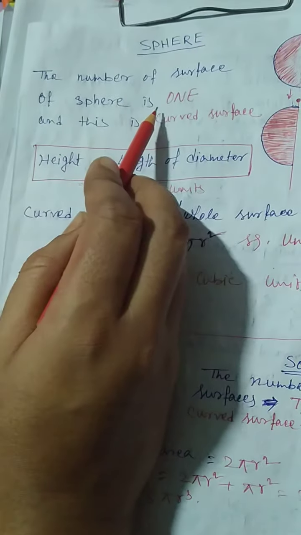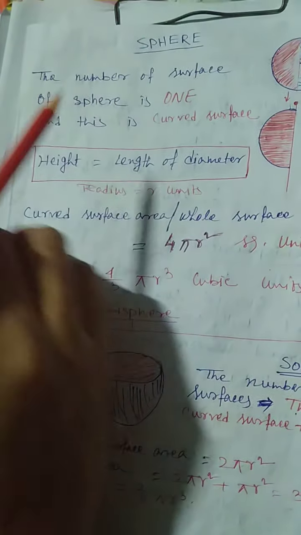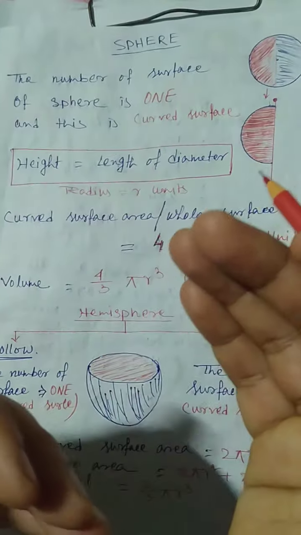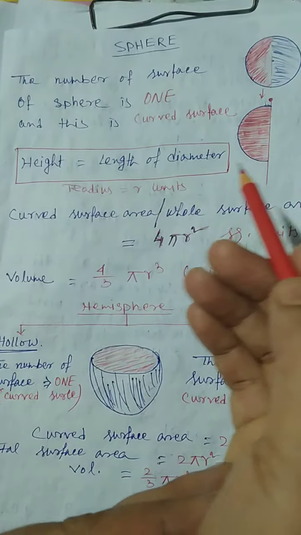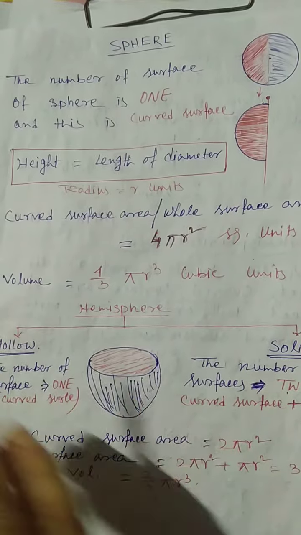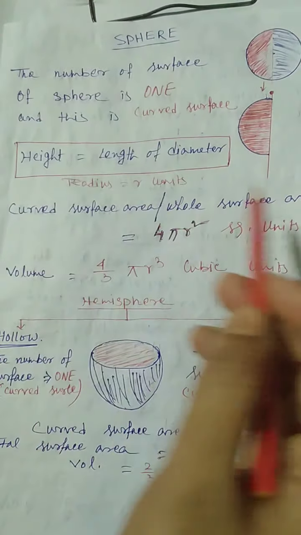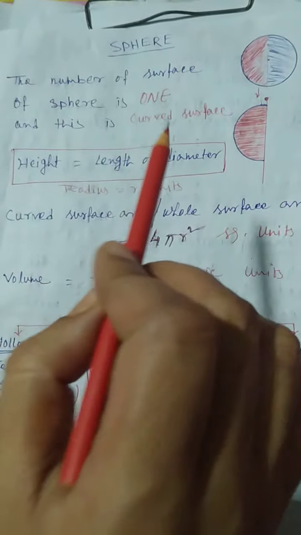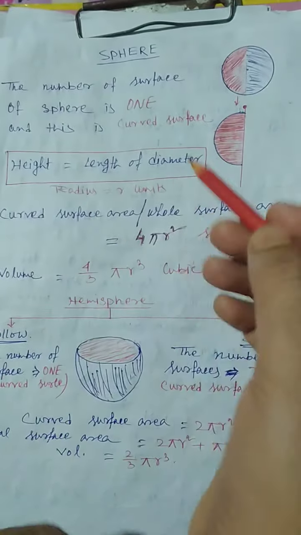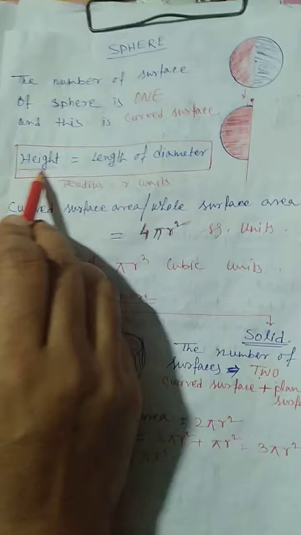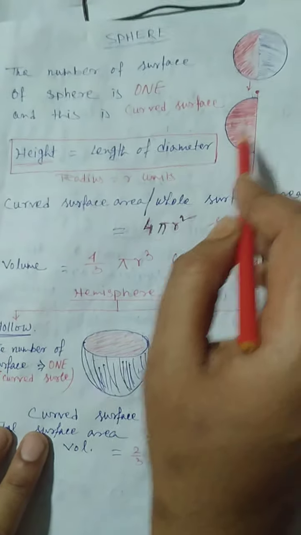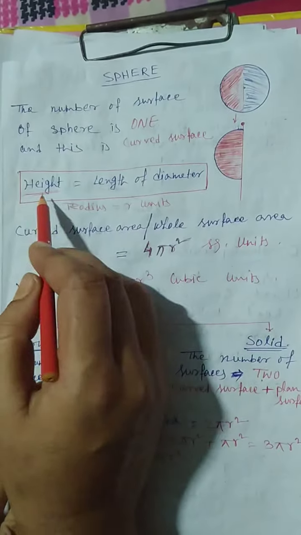The number of surfaces of a sphere is only one, and this surface is called curved surface. And radius of the sphere: if we cut the sphere through its middle portion, then we get a circle, and the radius of this circle is called radius of the sphere. Also the height of the sphere equals the length of the diameter of the sphere. The diameter of the sphere is called height.